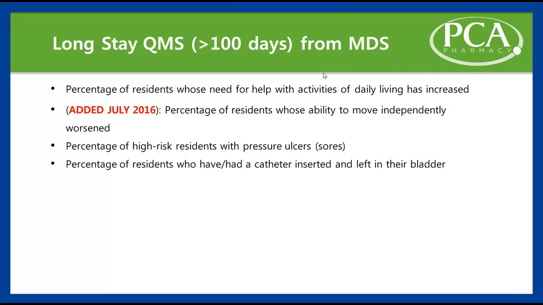The 4th category is the percentage of residents who have or had a catheter inserted and left in their bladder. In the last 7 days is actually the look back that they used for that. They do this because of the risk associated with complications like infections, injuries, skin problems, bladder stones, etc. This does not trigger if they have a diagnosis on the MDS of neurogenic bladder or obstructive uropathy. So if you have a patient with a catheter and they have one of those diagnoses, it does not count towards this percentage.